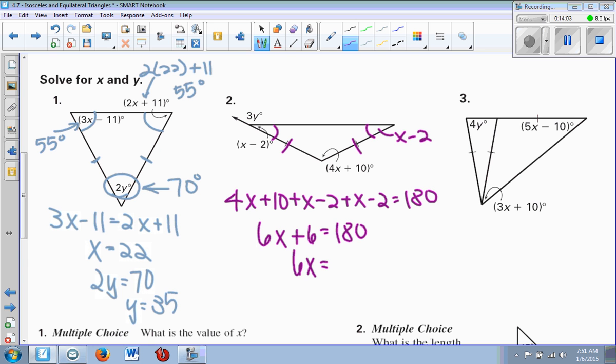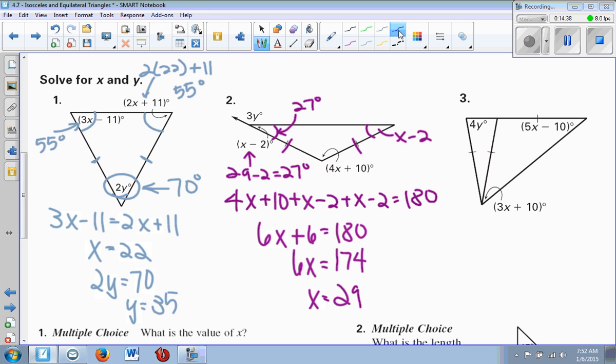If we subtract 6 from both sides, we end up with 174. And then the last thing I would do is divide by 6, which should give us an x value of 29. So what you want to do now is figure out what the value of y is. In order to do that, you have to plug the 29 in. So 29 minus 2 gives me a value of 27 degrees for this angle. That angle right there is 27 degrees.